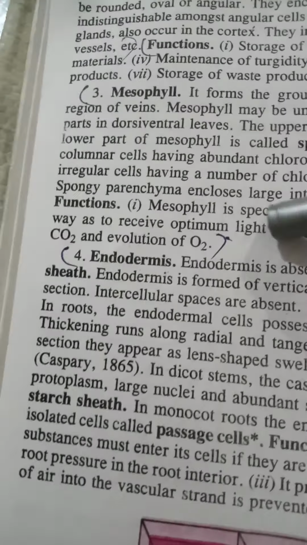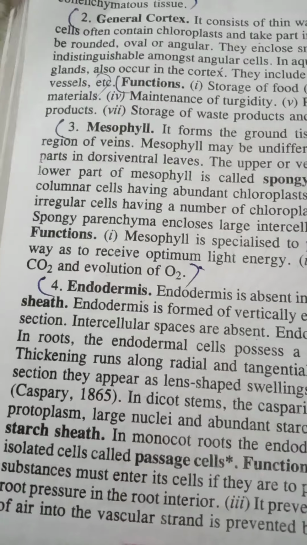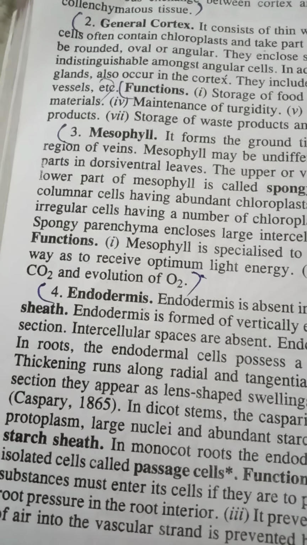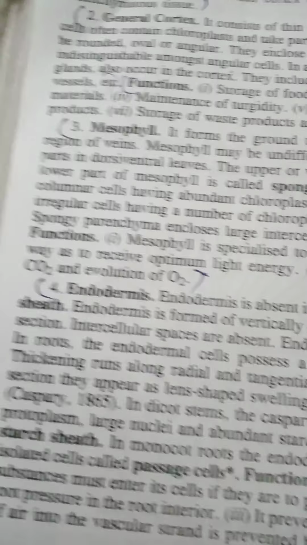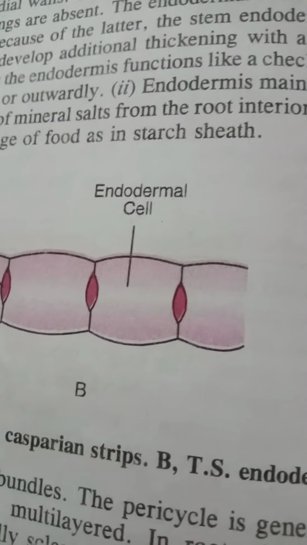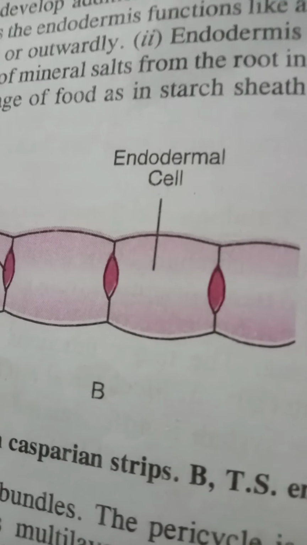Then next is the endodermis. Endodermis is absent in monocots, but in dicots it is present. They are differentiated as starch sheaths. So these particular layers, as you can see in the diagram, have cells similar to those of the epidermis, but here the cells are smaller as compared to them.